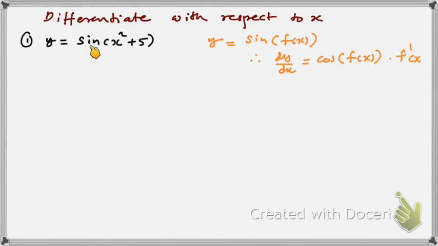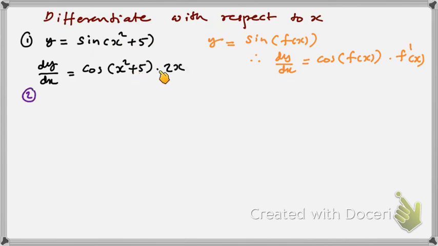So if we come back here and try to differentiate it, y is equal to sine of f of x. The answer has to be cos of f of x and times f dash of x. So let's try that. Dy by dx will be cos of f of x. F of x is x square plus 5. And times f dash of x, the derivative of the inside function. What is your inside function? It's x square plus 5. So its derivative is 2x. So times it by 2x.